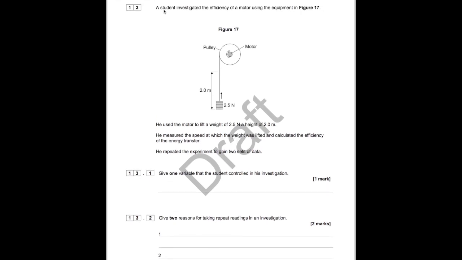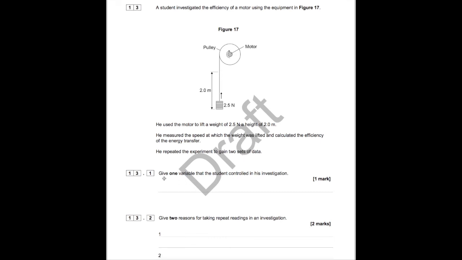Question 13. A student investigated the efficiency of a motor using the equipment. Okay, so a motor's turning a pulley and it's lifting a mass or a weight because it's put down as newtons. He used the motor to lift a weight of 2.5 newtons, a height of 2 meters. He measured the speed at which the weight was lifted and calculated the efficiency of the energy transfer. He repeated the experiment to gain 2 sets of data.